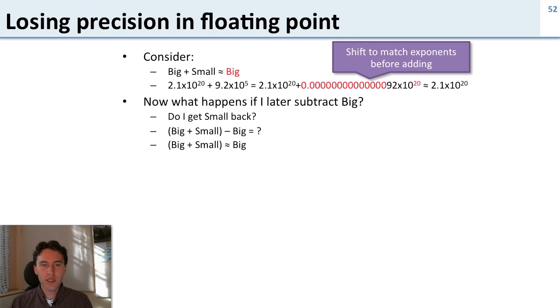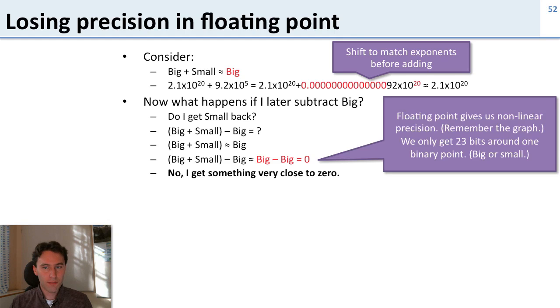But what we saw here is that big plus small is about the same as big. We've lost precision because we have numbers of such different magnitude. So big plus small minus big is about the same as big minus big, which is 0. So I don't get small back. I get something very close to 0.